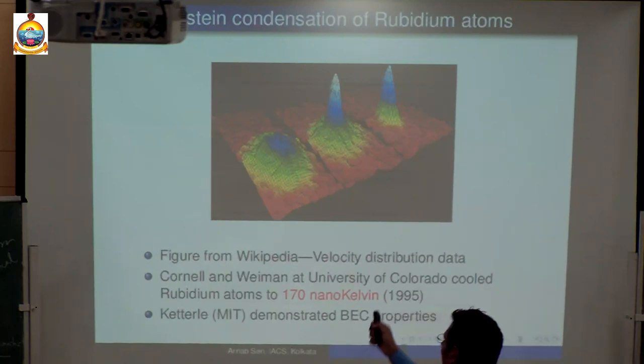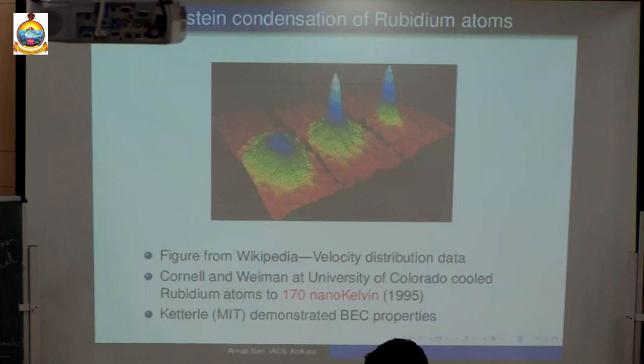This is some picture which probably everyone has seen, I think, right? Because somehow I remember there was a time when I used to go to any seminar, whatever the speaker was talking about, the speaker would show this picture. So there was a time like that. But anyway, this is a remarkable experiment. What happens is that there is something called laser cooling. Okay, and using laser cooling, you can go to fantastically low temperature for quantum gases.